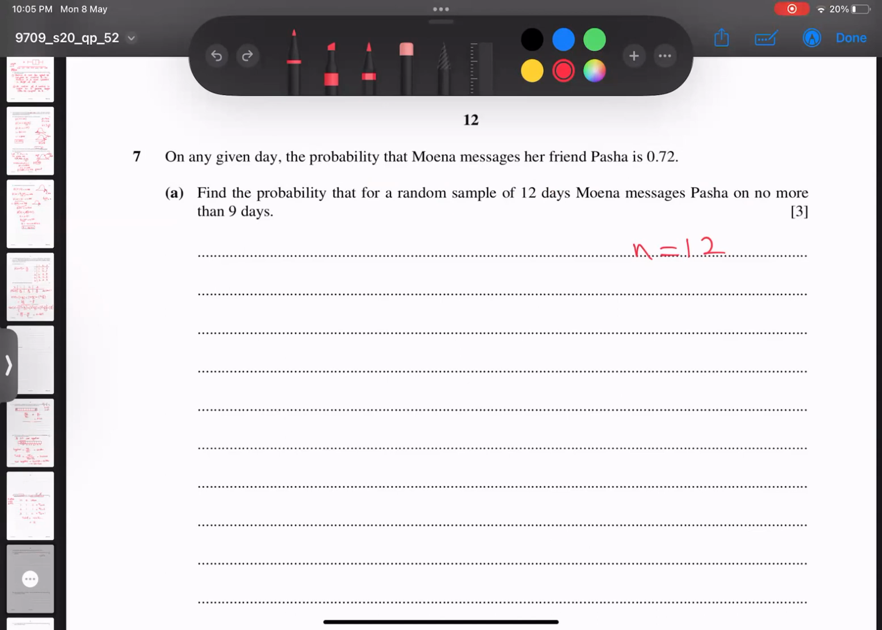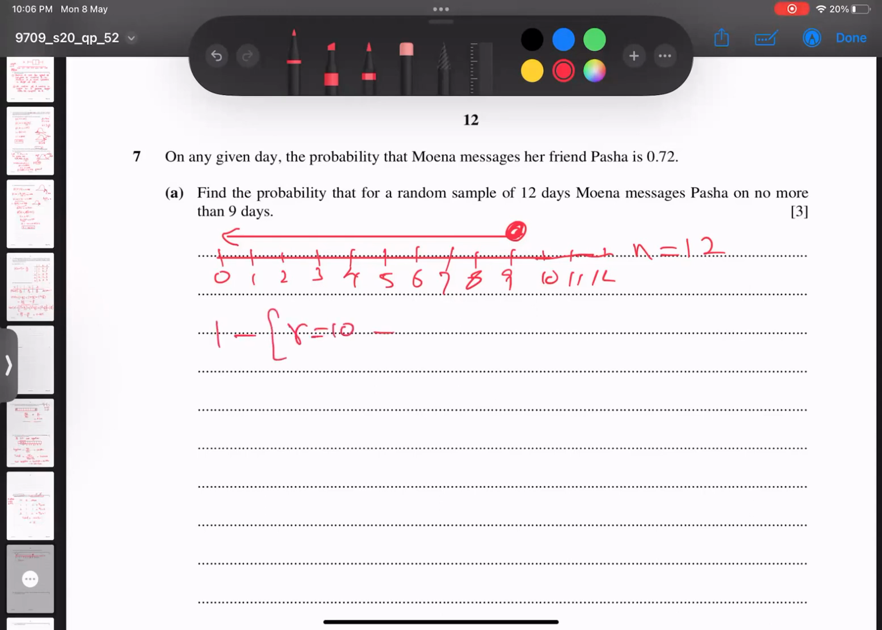What is no more than 9? It means, if I show some idea, 0, 1, 2, 3, 4, 5, 6, 7, 8, 9, 10, 11, and 12 are the total options. He said no more than 9, which means including 9 we are going backwards. It is not possible to apply so many formulas, so I will go for the other way. And what is that? 1 minus the probability at 10, plus the probability at 11, plus the probability at 12.